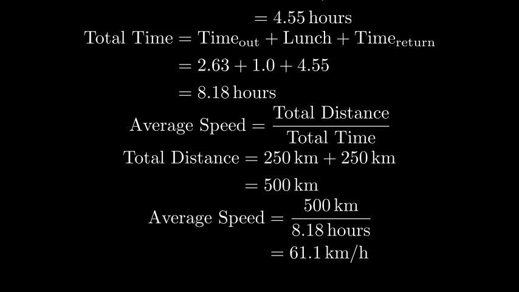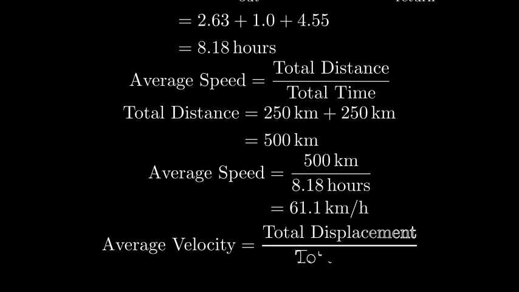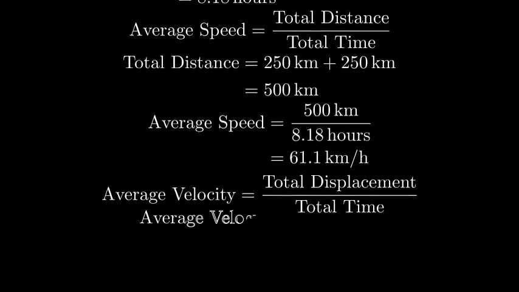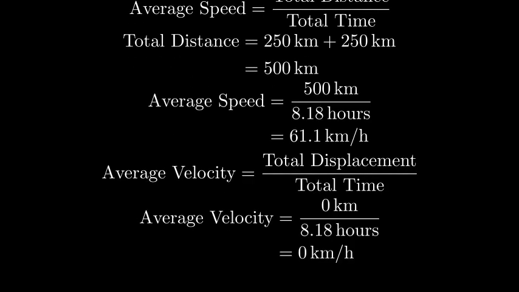Now for the average velocity. Average velocity is the total displacement divided by the total time. Since this is a round trip, the person starts and ends at the same point, making the total displacement 0. Therefore, the average velocity is 0 kilometers divided by 8.18 hours, which equals 0 kilometers per hour.